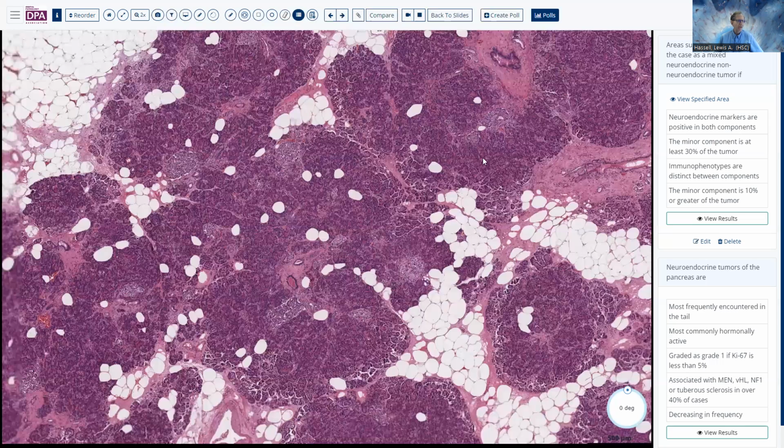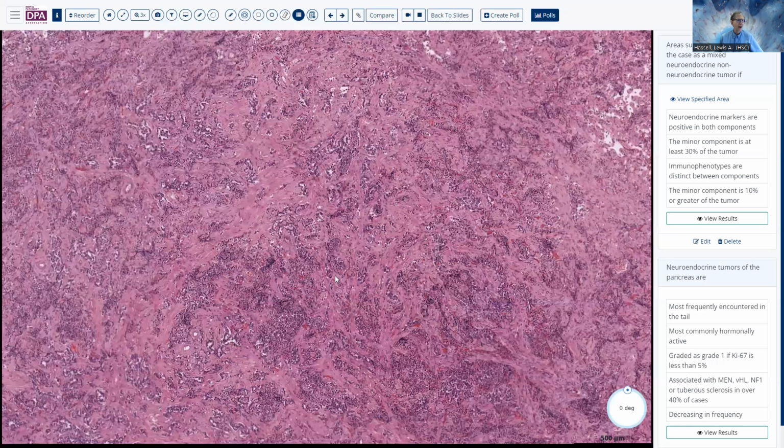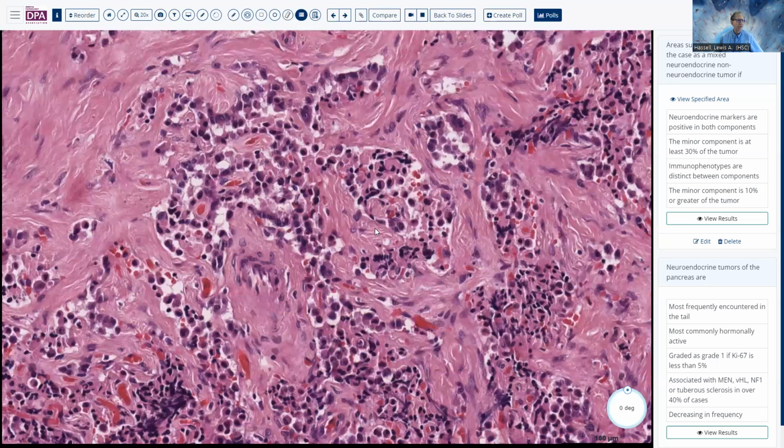But of course, our lesion over here is this. It's a rounded, well-circumscribed nodule with a lot of sort of nested cells, but a fair degree of discohesion.